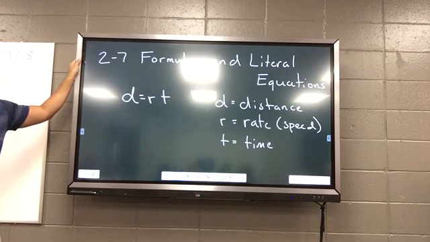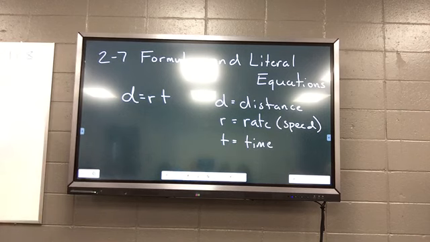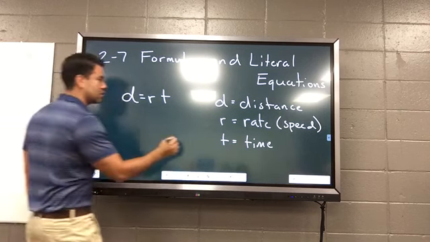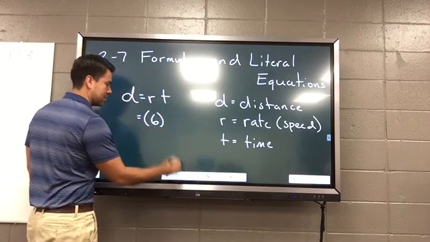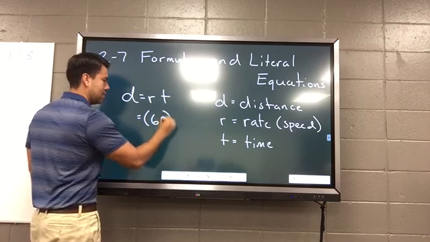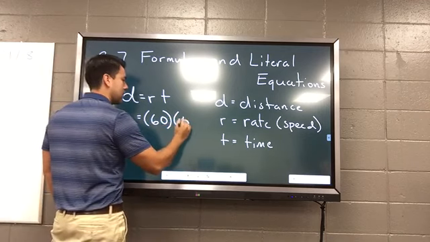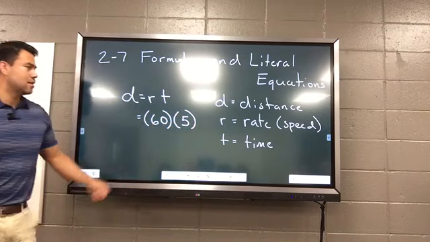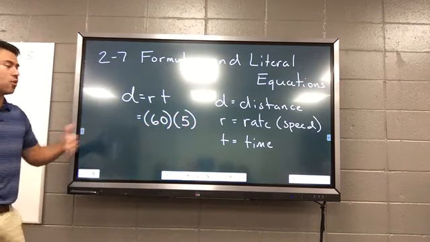Let's go with an example here. Give me a speed. Let's talk about driving. Okay, driving. Give me a speed. Yes, ma'am? 60 miles per hour. All right, 60 miles per hour. So we're going to say R is 60 miles per hour, not 6. Okay, and give me a time. How long was this? And we'll go with hours. Go with time in hours. 5 hours. Okay, 60 miles per hour for 5 hours would give me how far of a distance?